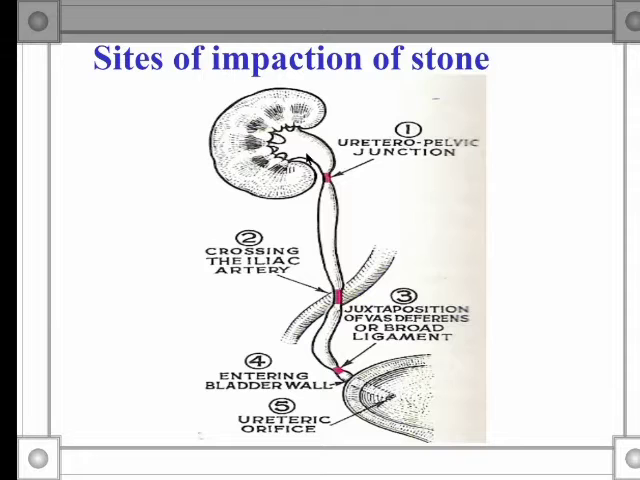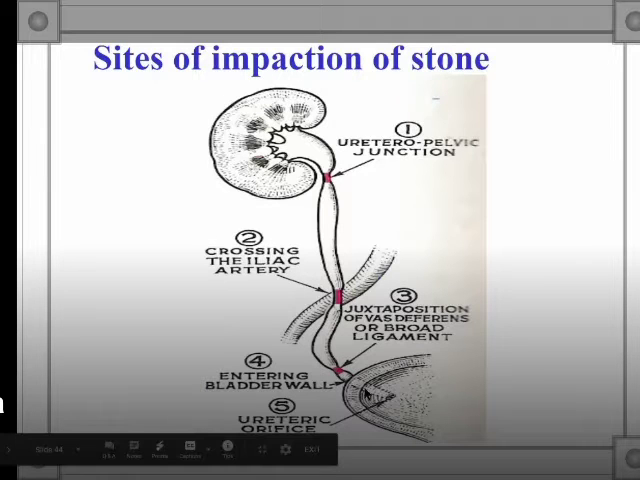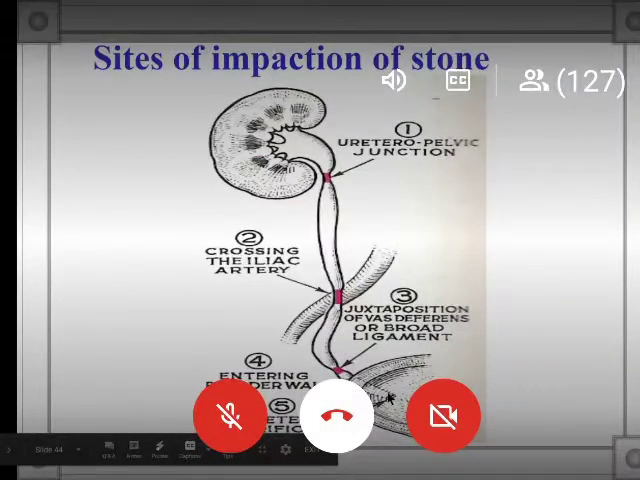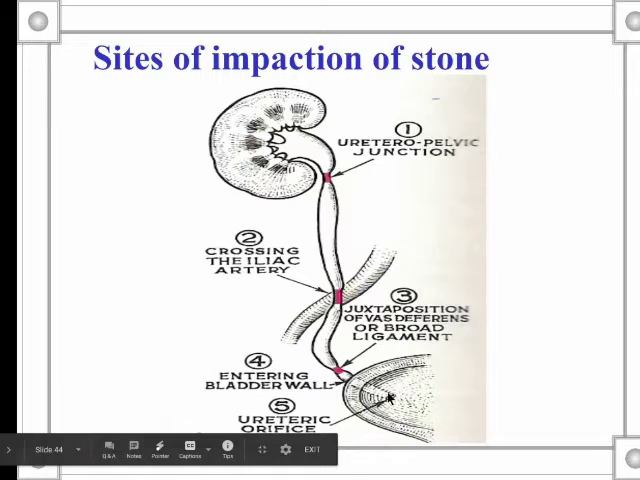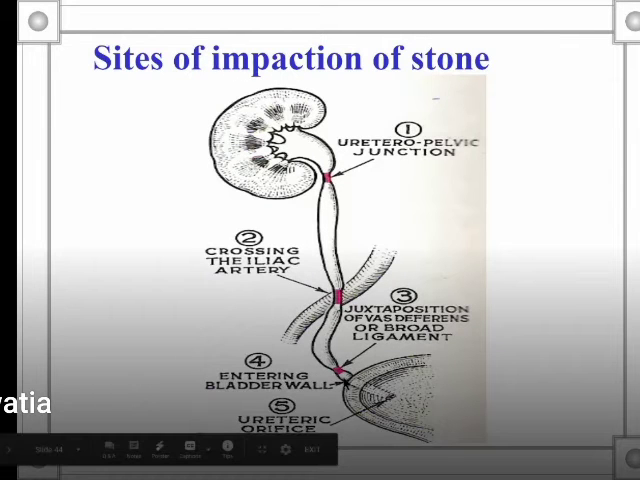Once it passes this, then it may reach here and then it can get stuck here thereafter. So these are 5 normal places where there are chances of impaction. In any case, they may get impacted here also, and here also, but these are the normal anatomical locations where these stones can get impacted.